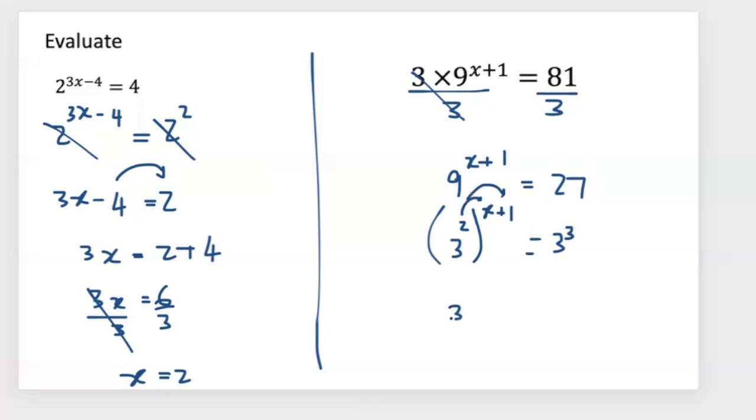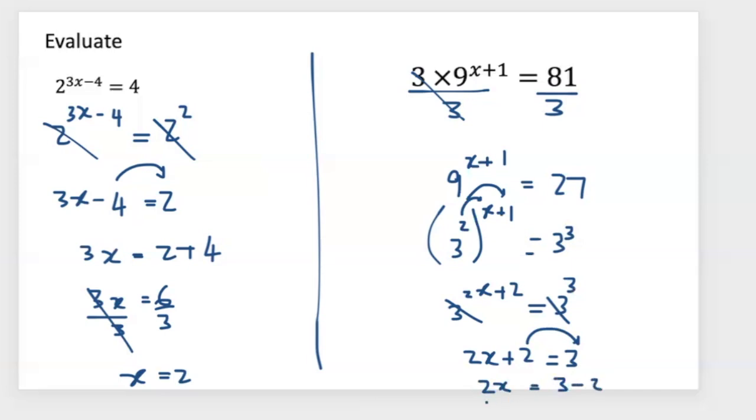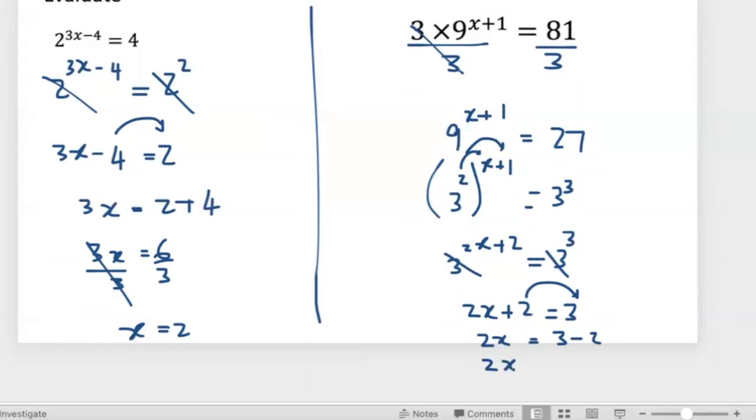So this is going to be 3 to the 2x plus 2 equals 3 to the 3. So we drop the base, equate the powers to be equal. So I have 2x plus 2 equals 3. Then carry the 2 over. So I have 2x equals 3, take away 2. So 2x is equal to 1, and then divide both sides by 2, so x is equal to 1/2.